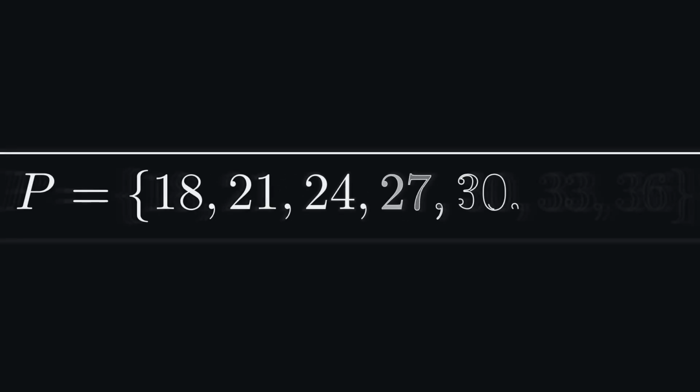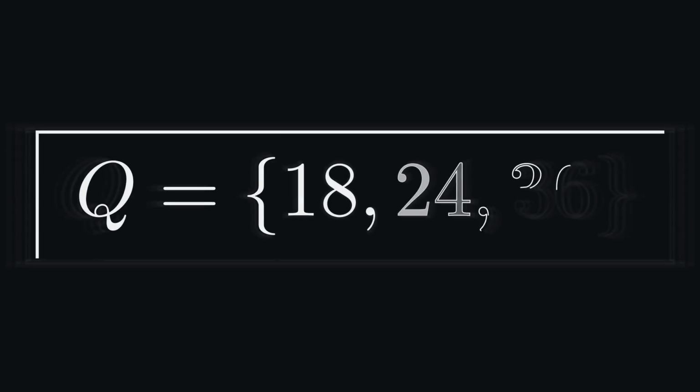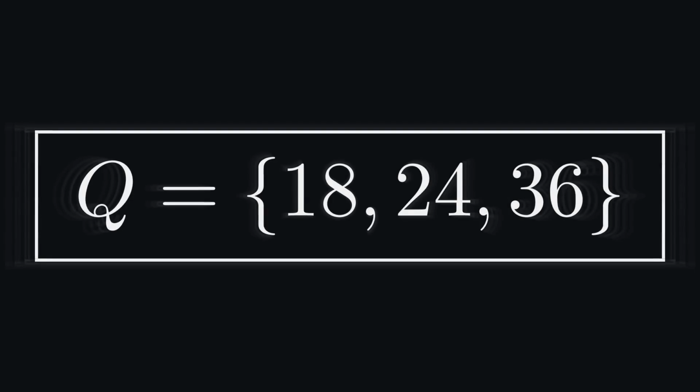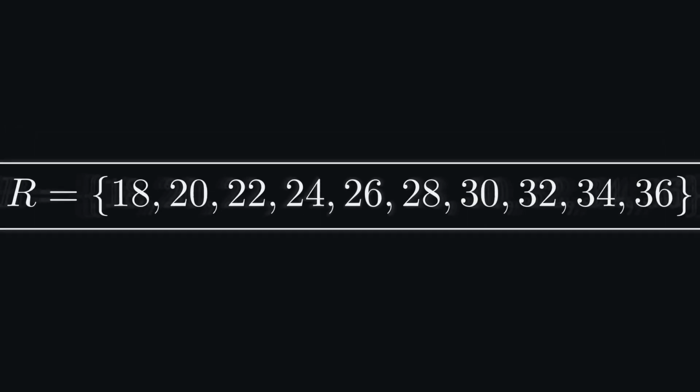Thus, set P consists of 18, 21, 24, 27, 30, 33, and 36. Set Q consists of 18, 24, and 36. Set R consists of 18, 20, 22, 24, 26, 28, 30, 32, 34, and 36.